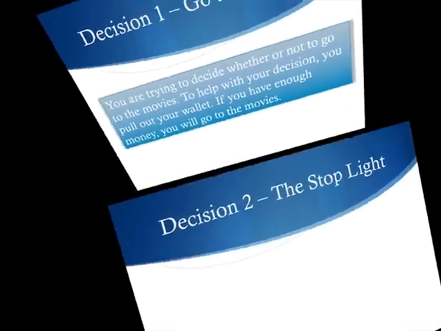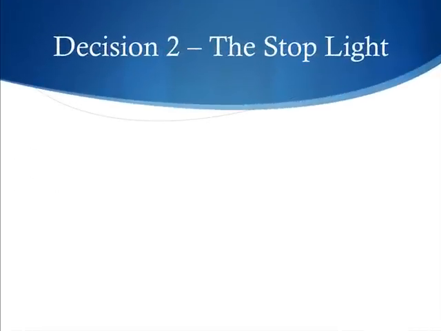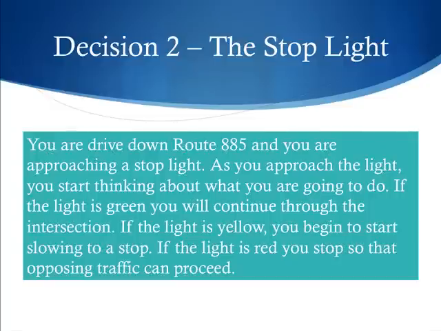Let's think about another decision. Stopping at a light. You drive down Route 885 and you're approaching a stoplight. As you approach the light, you start thinking about what you're going to do. If the light is green, you're going to continue through the intersection. If the light is yellow, you're going to start to slow down to a stop. Although here in Pittsburgh, some people might gun it, but we don't want to do that. If the light is red, you want to stop so that opposing traffic can proceed.